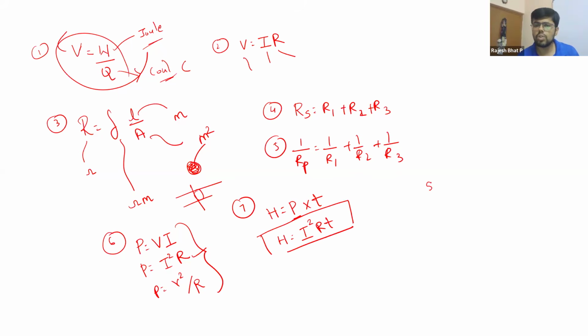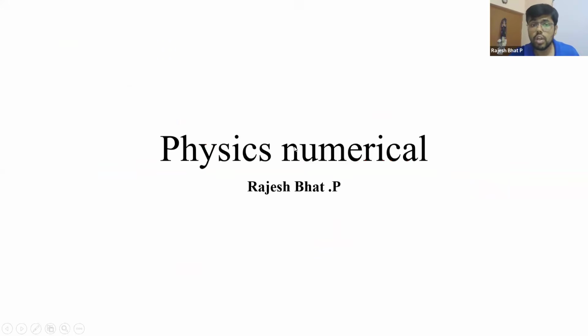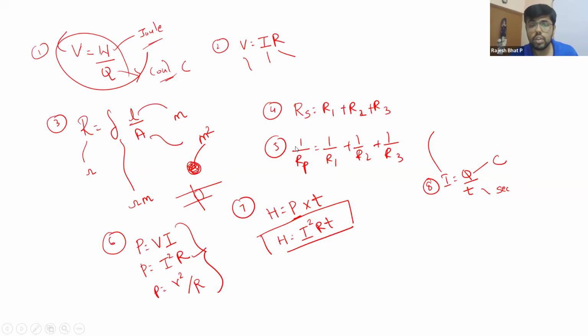And lastly, let us know this also. What is current? Current is equal to charge per unit time. Q is in coulomb, T is in second. Wherever time comes, remember, it is always in seconds. I is current in ampere. So these are the equations that you must know to solve the problems. Okay, we'll go to the next one.